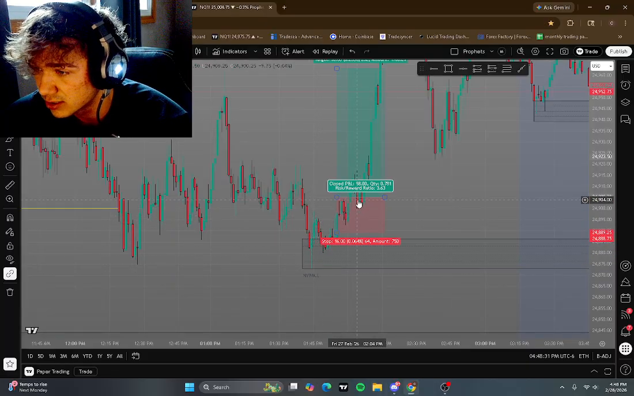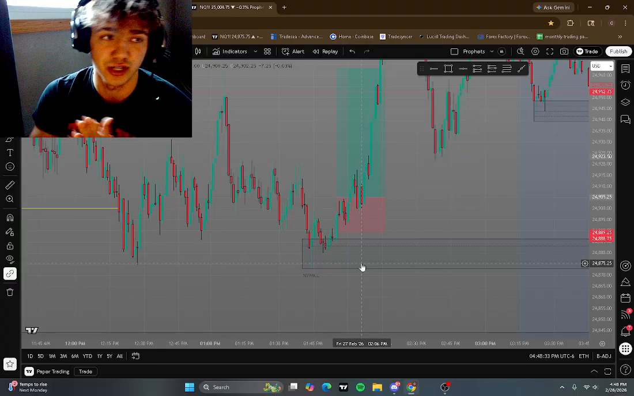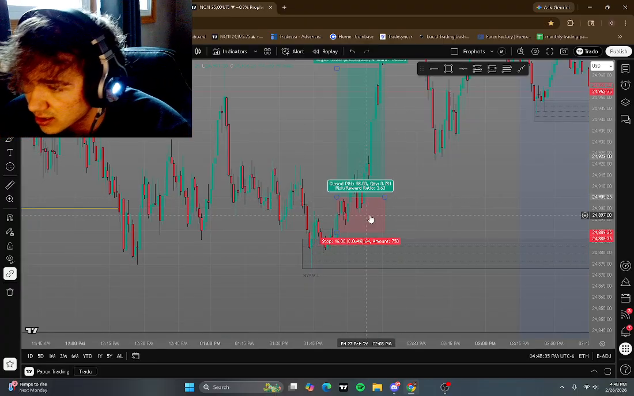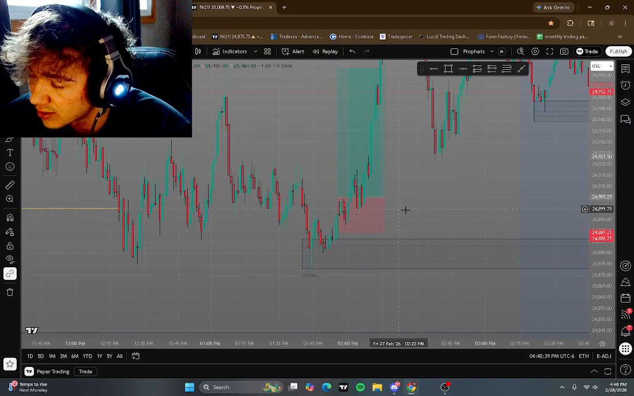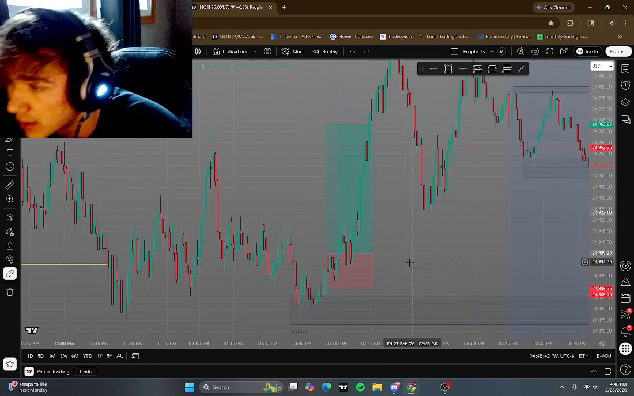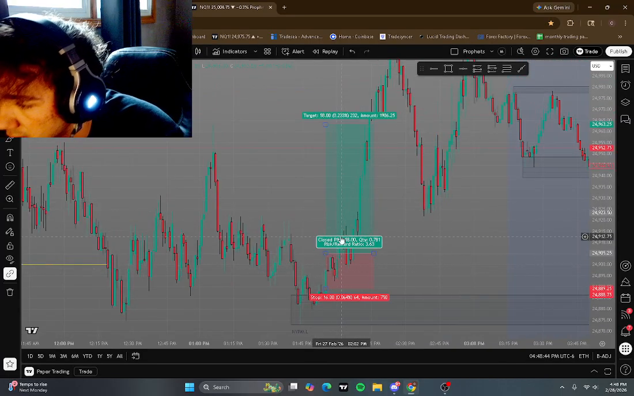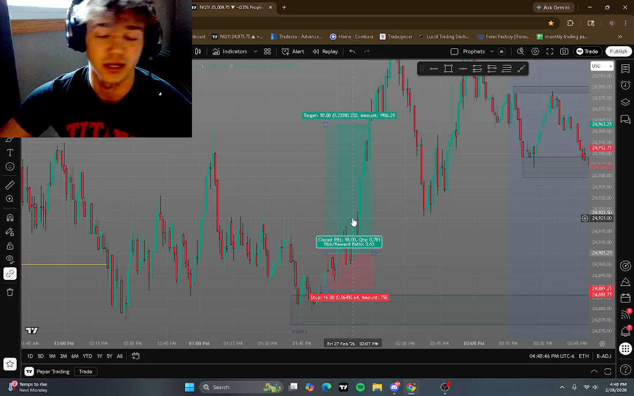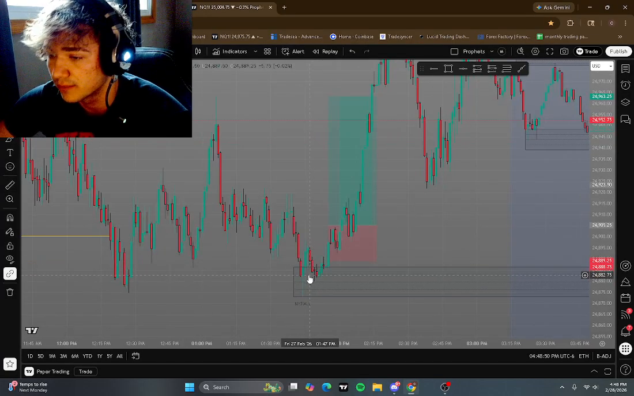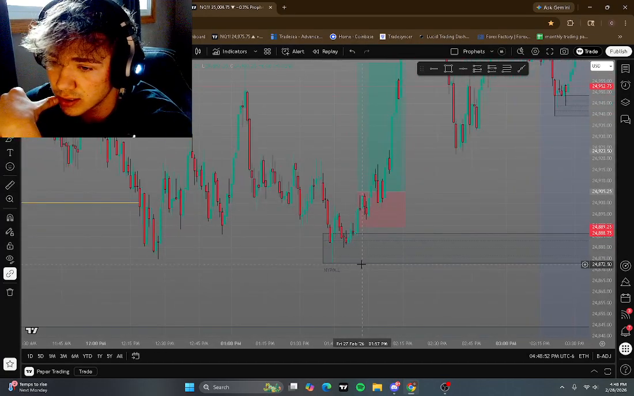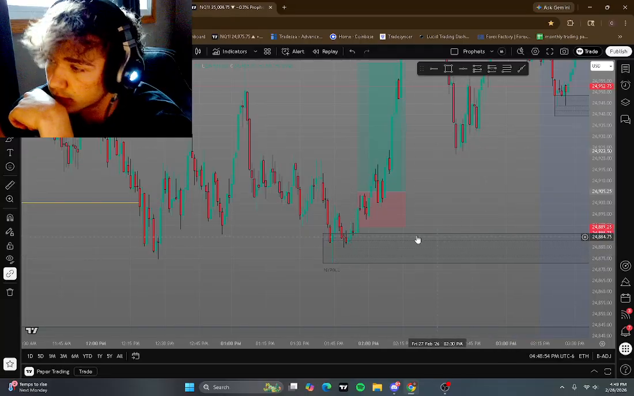I did not enter until right here after I saw CISD, which is a change in structure and change in state. I entered about right here after I saw that big candle upwards. I don't know if you guys see that right here. It was a huge candle to the upside. So I entered off that CISD. Tapped into order block, big liquidity sweep down here, we touched this equal low.